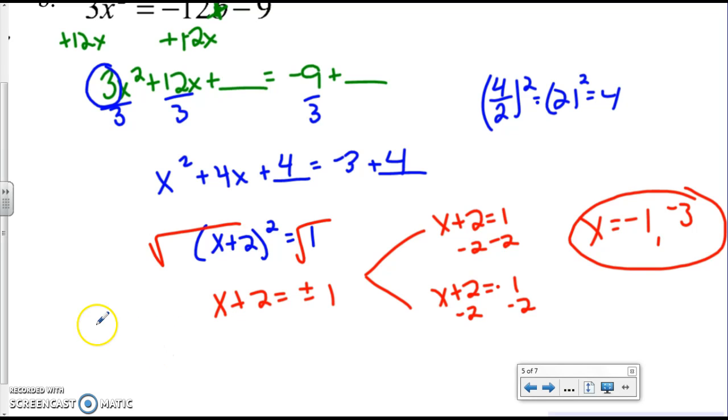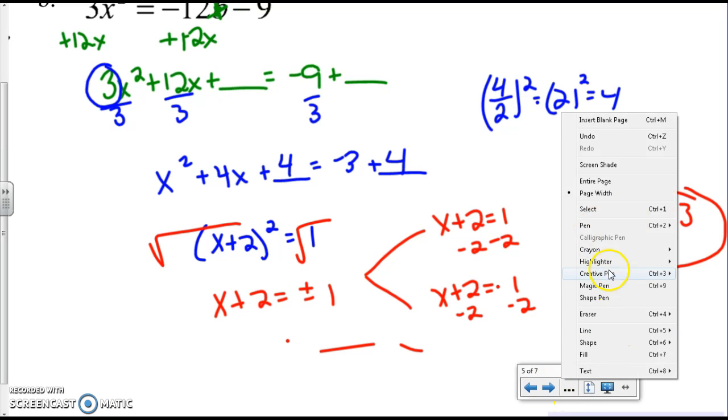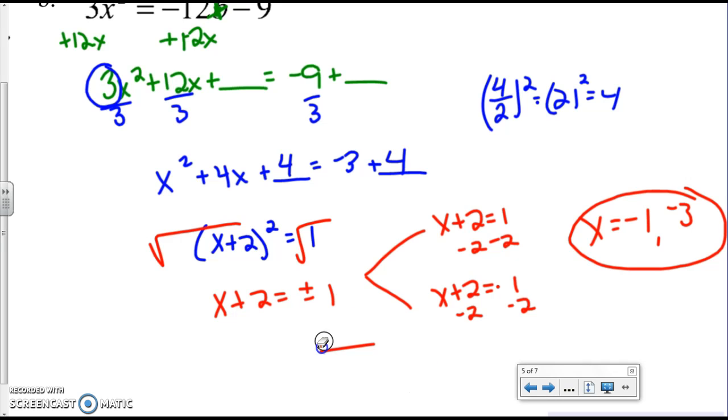Okay. So again, the steps are all the same. The only difference is in that problem, if there's a number in front, you need to divide by that leading coefficient to start with.